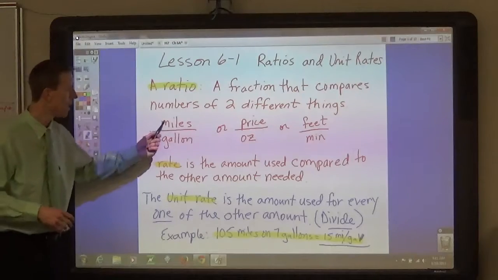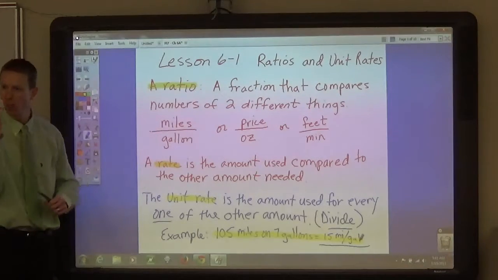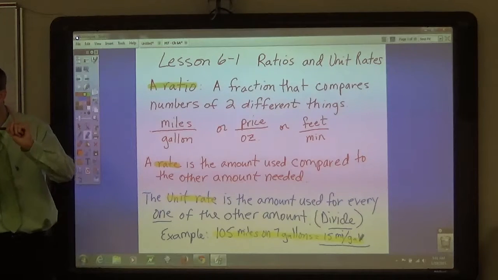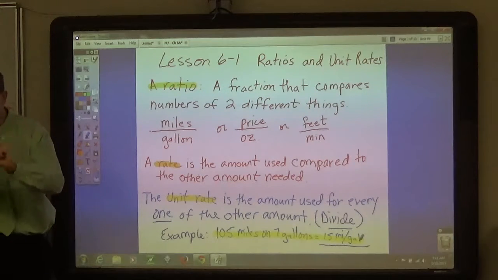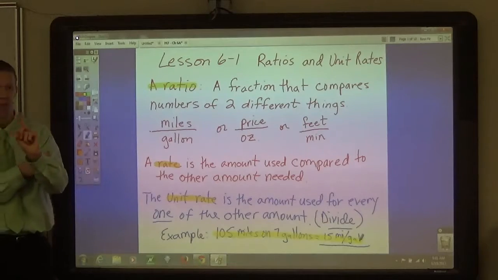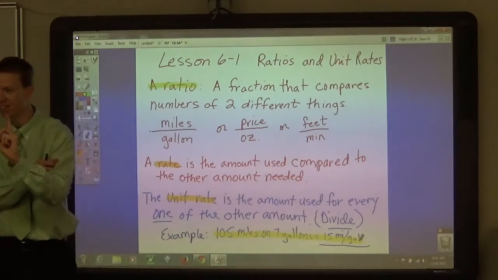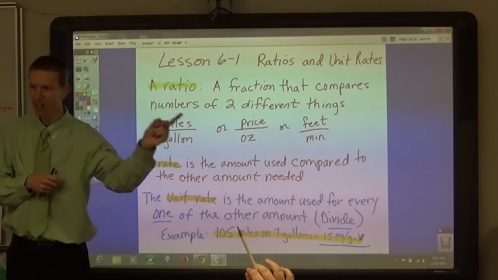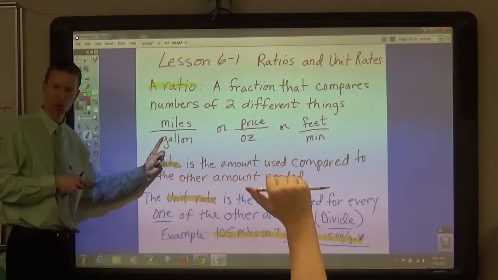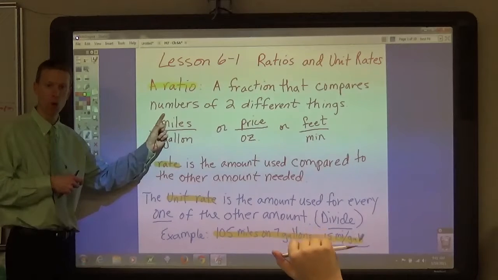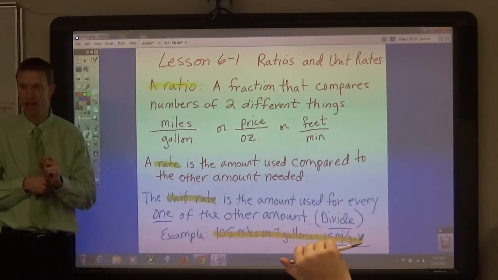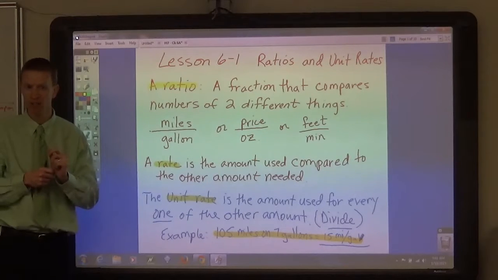So that's where you get to MPG. That word per means for every what? For every 1. Yeah, exactly. That's what this is: for every 1 of the other thing. Miles per gallon means how many miles you go per 1 gallon. Miles per gallon. You understand?